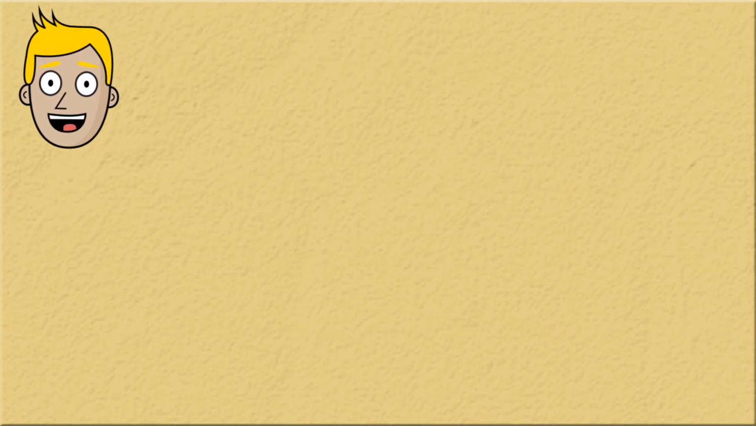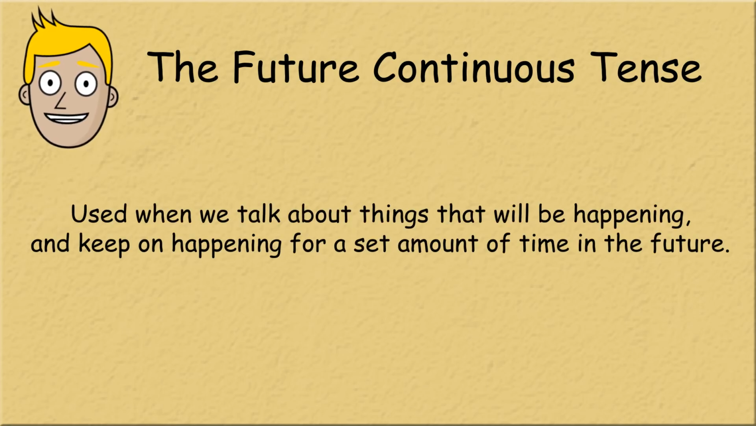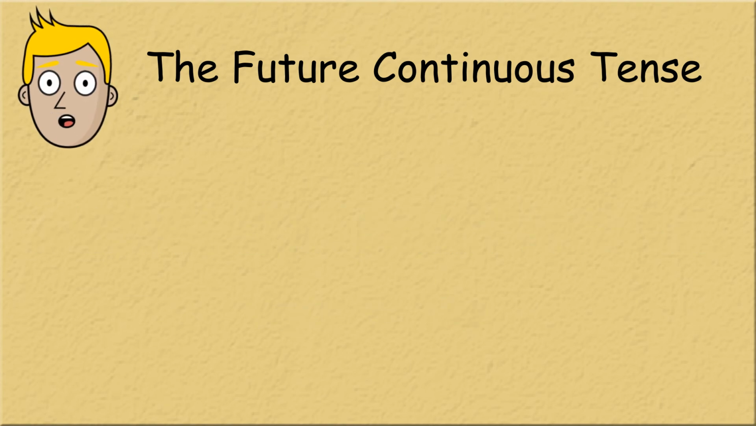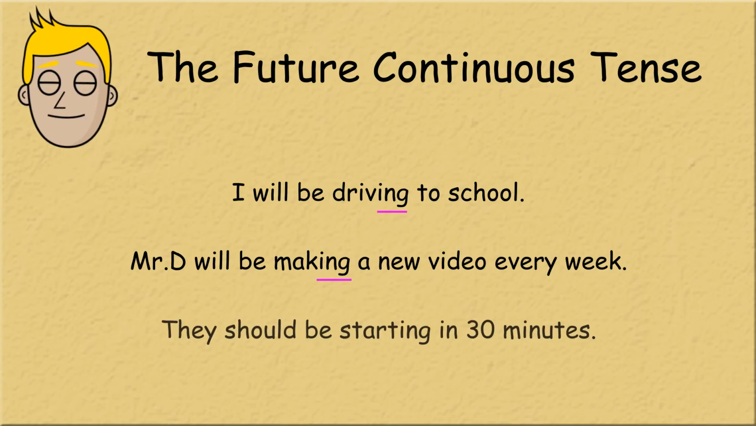Our second tense type is the future continuous tense. We use this tense when we talk about things that will be happening and keep on happening for a set amount of time in the future. An easy way to identify this is through the use of the participle ing at the end of our verb. Some examples are, I will be driving to school. Mr.D will be making a new video every week. They should be starting in 30 minutes.